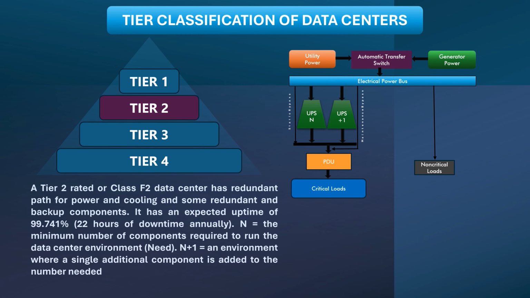A Tier 2 rated or Class F2 data center has a redundant path for power and cooling and some redundant and backup components. It has an expected uptime of 99.741%, 22 hours of downtime annually. N equals the minimum number of components required to run the data center environment, the need. N plus 1 equals an environment where a single additional component is added to the number needed.